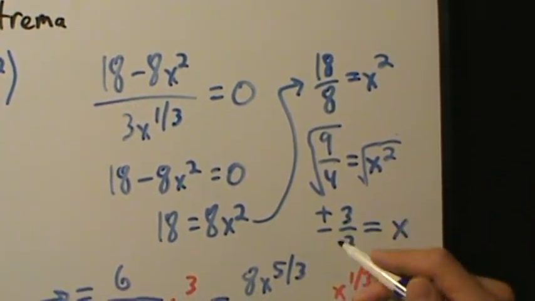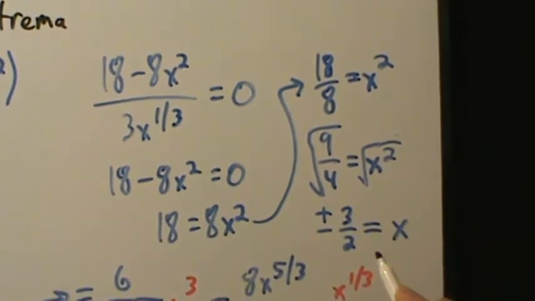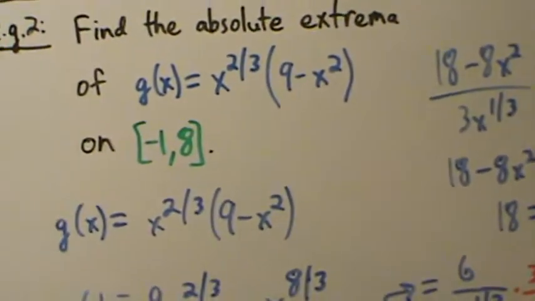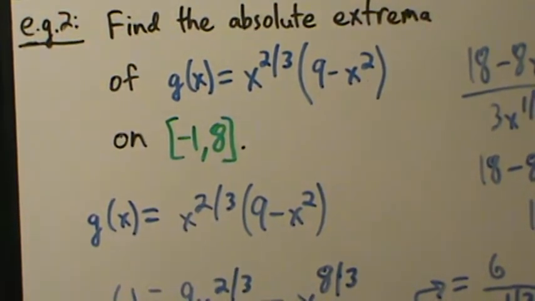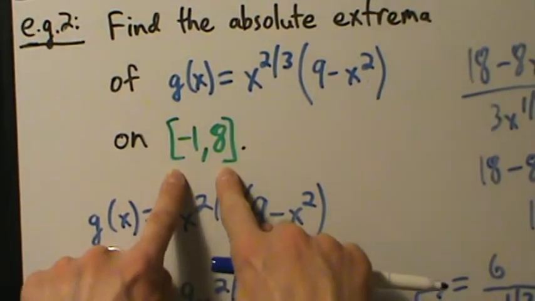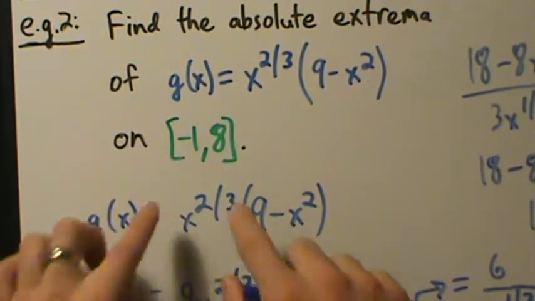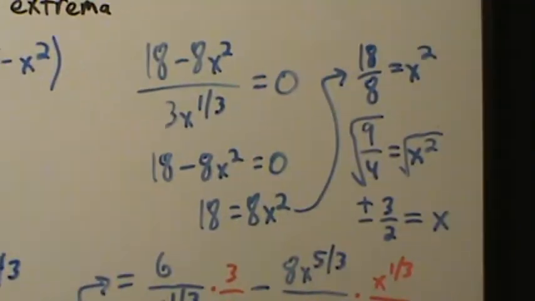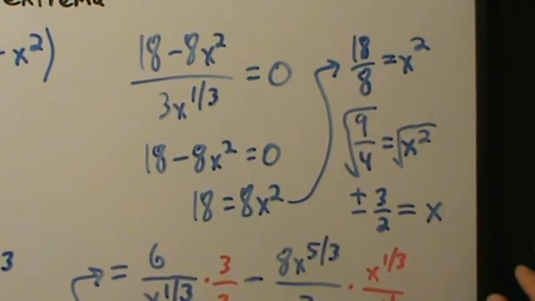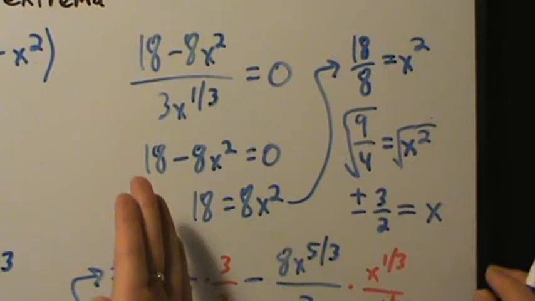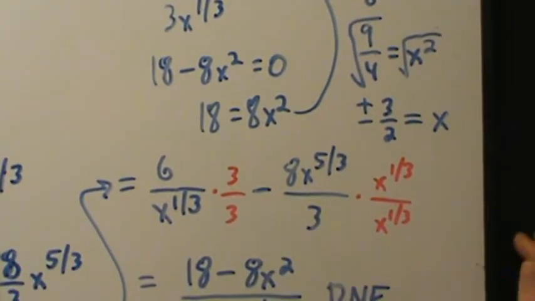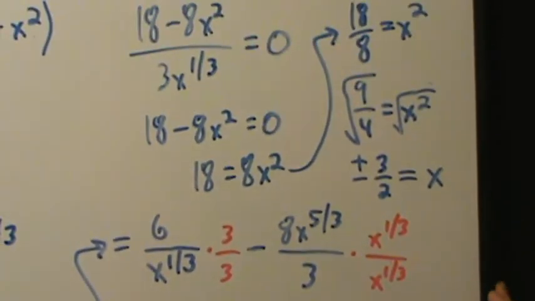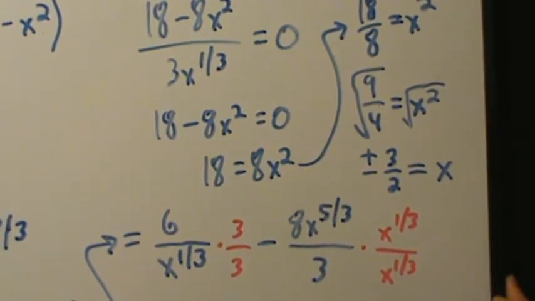Remember, 3 halves is 1.5, and negative 3 halves is negative 1.5, which is just a little bit outside of this interval. We only care about this interval, and negative 3 halves is outside of it, so we toss it out. It's still a critical point because it makes the derivative 0, but it's not on the interval we're looking at, so we don't care about it. The only critical points that we care about are x equals 0 and x equals positive 3 halves.